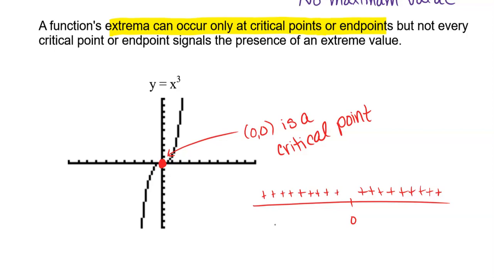Now, we did that just by looking at the picture, but if you were to actually figure out what is the derivative of this, then you can see why this is all happening. The derivative is 3x squared, and that derivative function is going to be positive no matter what because of the x squared in it.